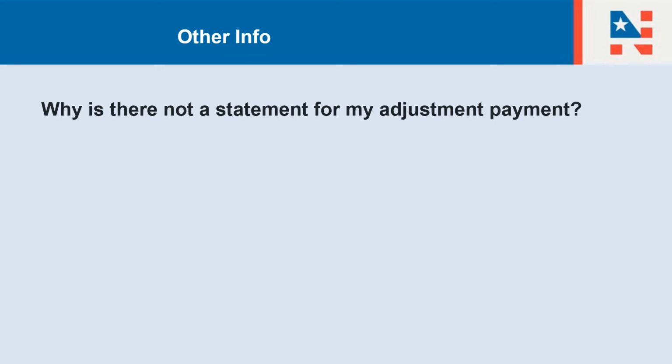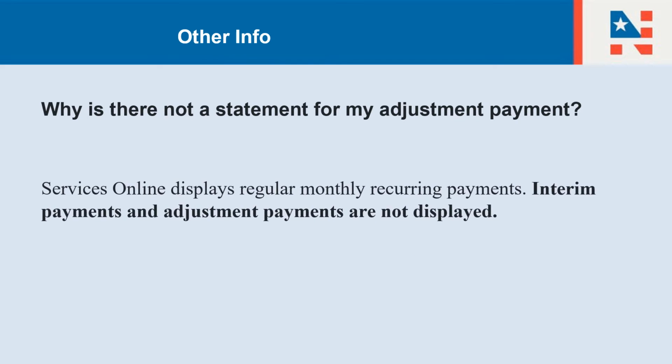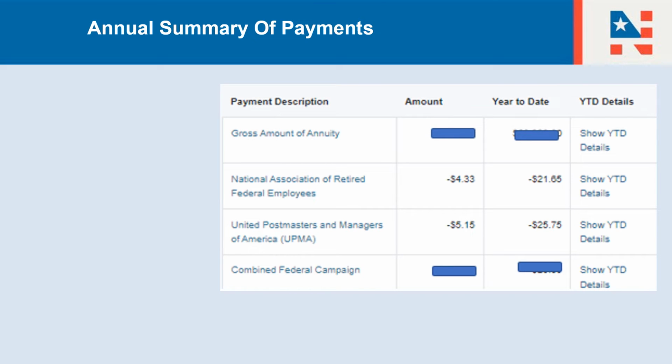Why is there not a statement for my adjustment payment? Services Online displays regular monthly recurring payments. Interim payments and adjustment payments are not displayed. The summary of payments contains information regarding the recurring monthly payments that are issued to you. Generally, in the middle of the month, OPM authorizes payments that are payable for the first business day of the following month. The summary of payments does not include any adjustment payments that have been made. The information contained in the summary of payments is not to be used for income tax purposes.